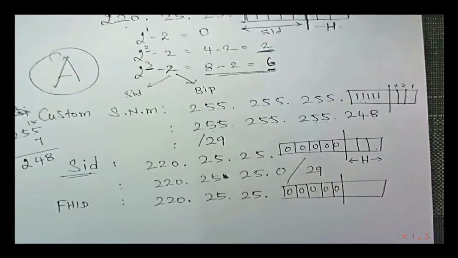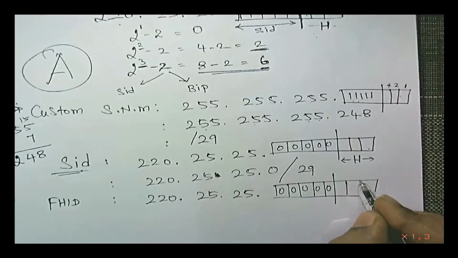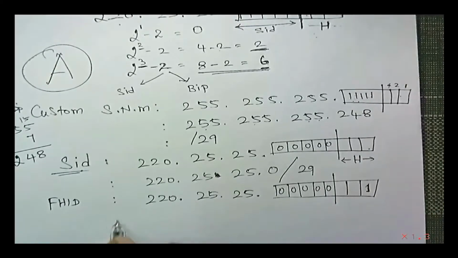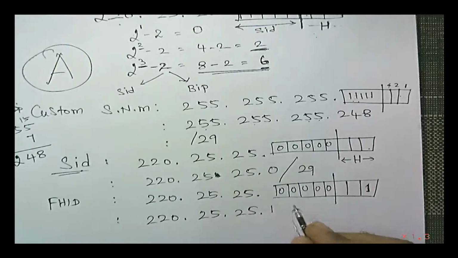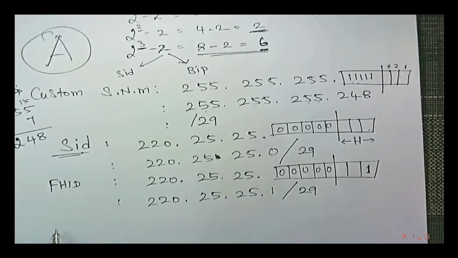Okay, you cannot change that. The remaining 3 bits are available. So the first host is, the last bit should be 1. Now, so this is going to be 220.25.25.1/29. So this is your first host ID. Then the last host ID.